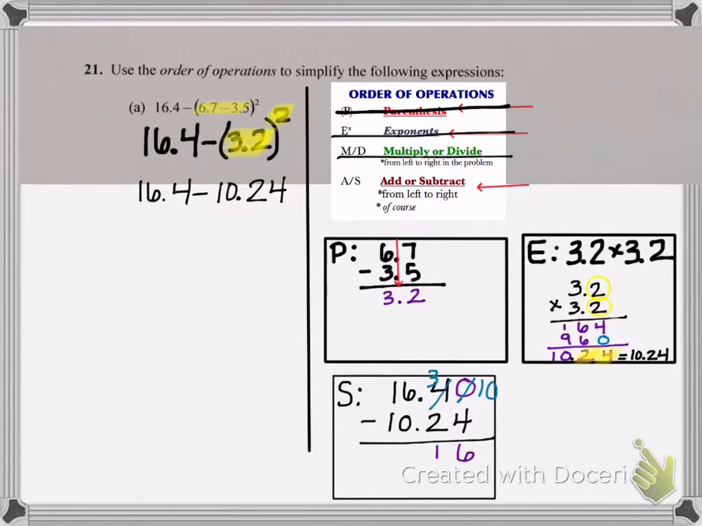I have to borrow. I have to bring that decimal point straight down, and I wind up with 6.16. So back on the left side, my final answer is 6.16.